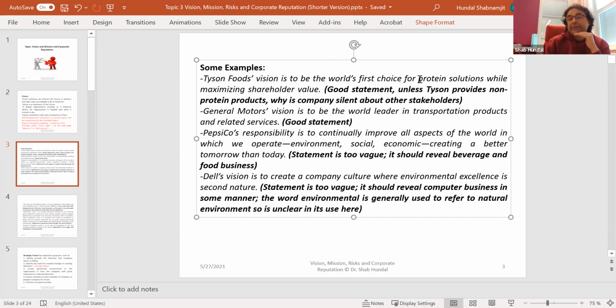And in defense of the company, I would say that when I say, hey, what about the non-protein products? This is a fault where I've been very picky on the company, because maybe the company is only producing protein food. So if they don't make non-protein, what can we do then?